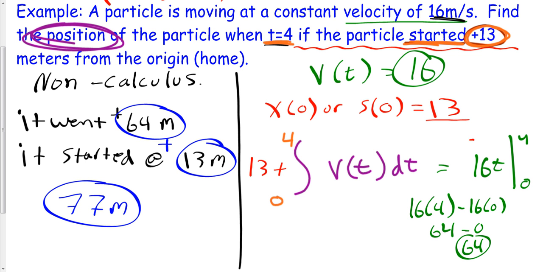And here it's the same thing. It's 13 plus that. 13 plus that. And so then it's 13 plus this and 13 plus this. We had an extra 13. So that gives us 77.